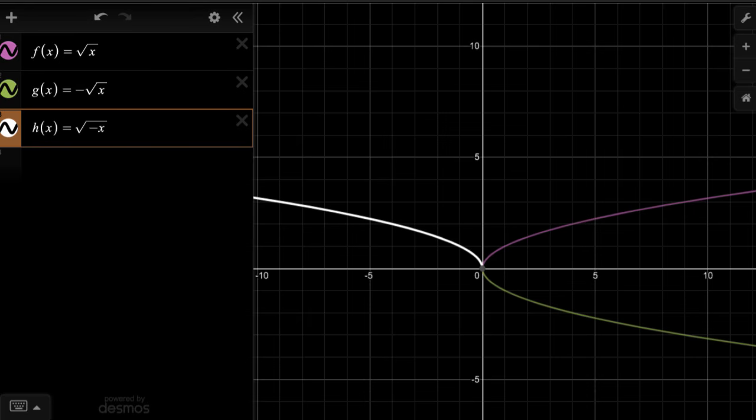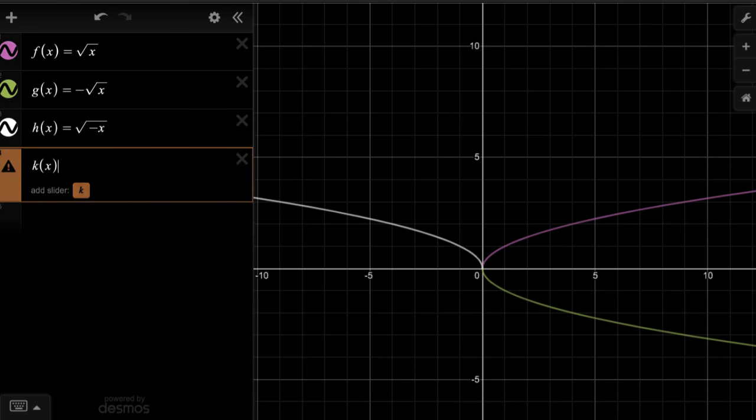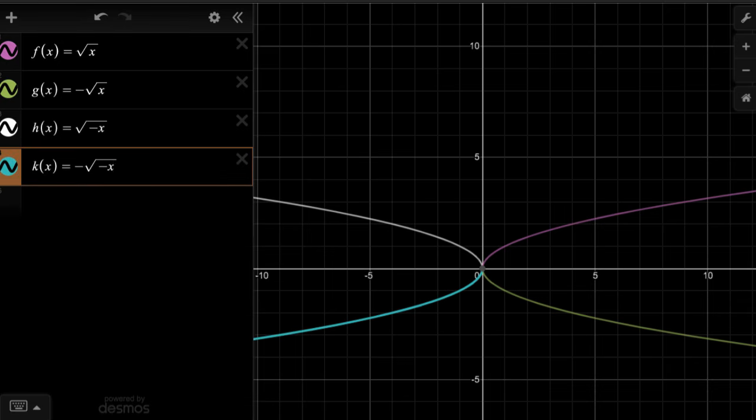And then pause this video and think about, how would you flip it over both axes? Well, I'm running out of letters. Maybe I will do, I don't know, k of x is equal to, so I'm going to put the negative outside the radical sign, and then I'm going to take the square root, and then I'm going to put a negative inside the radical sign, and notice, it flipped it over both the x-axis and the y-axis to go over here.